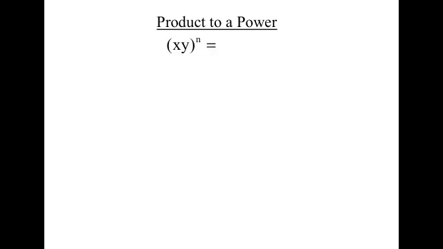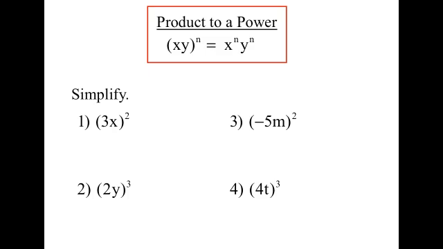Power to a product. Product is when you have 2 things multiplied inside a parenthesis, and we're taking them to a power. That means everything inside the parenthesis is to the nth power. So this would happen when, say, we have a coefficient inside our parenthesis. So if I have the quantity of 3x inside the parenthesis squared, I'm taking 3 to the 2nd power and x to the 2nd power. This simplifies to 9x to the 2nd power.